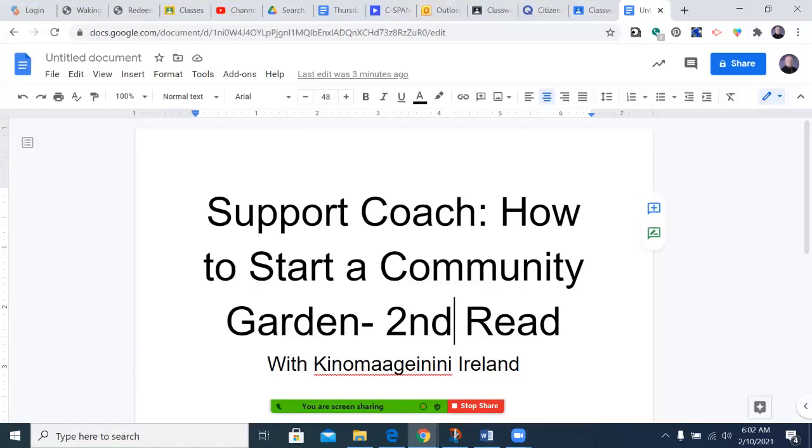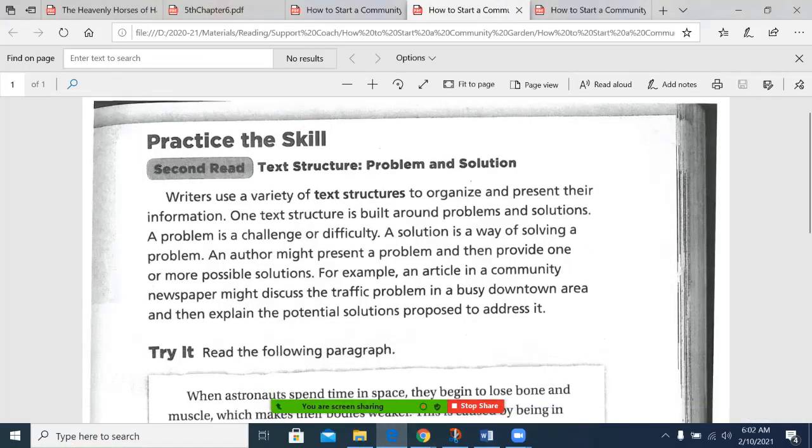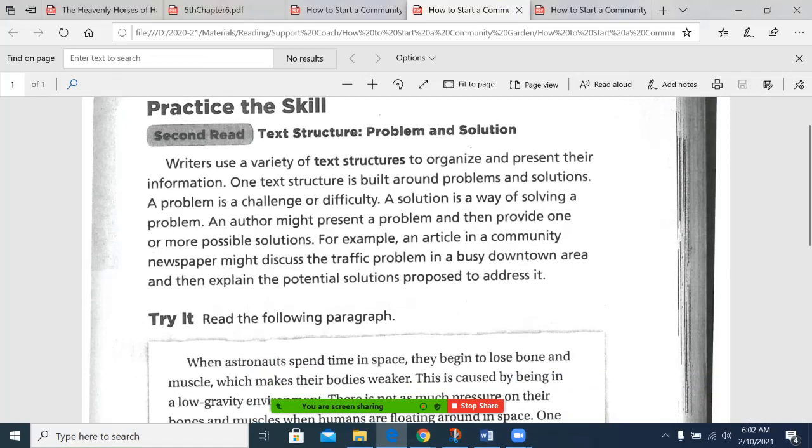Today's episode, How to Start a Community Garden, second read. Today's second read skill is text structure, problem and solution.